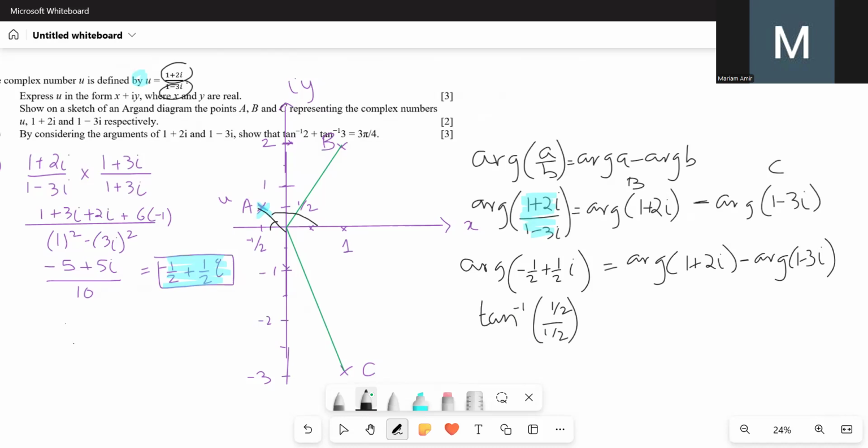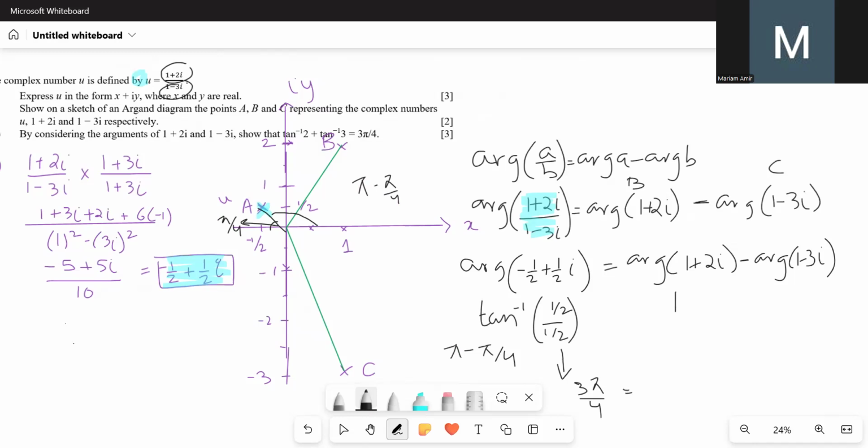So tan inverse half over half is actually pi by 4. That means this angle here is pi by 4, and we'll have to do pi minus pi by 4, which is 3 pi by 4. So we do pi minus pi by 4. So this gives 3 pi by 4 as its argument.